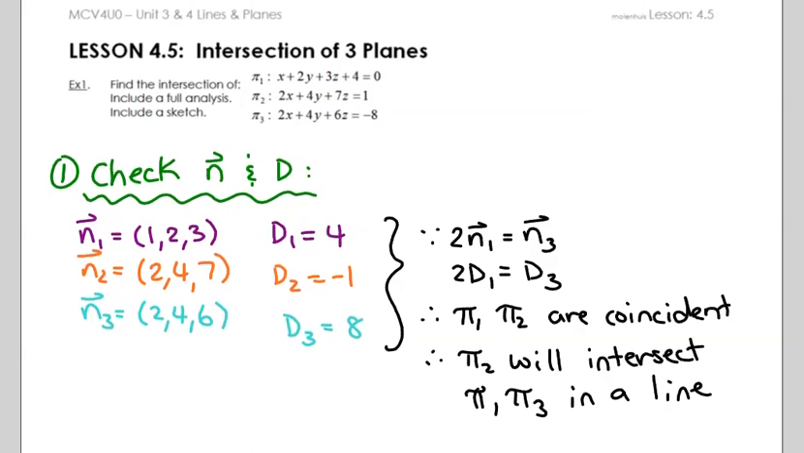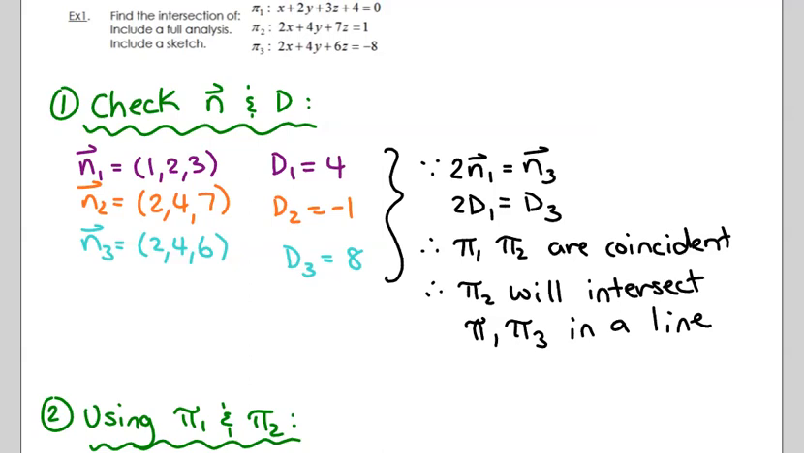Okay, so the very first thing I'm going to do is check the normals. And again, you guys know how to find the normals, right? The 1, 2, and 3, the 2, 4, and 7, and the 2, 4, and 6. So I have that right here. Taking a look at the normals, we want to see if any of them are scalar multiples of each other, and it looks like this one doubled equals this one. So from this, I can say 2 times normal 1 is normal 3. That gives us a couple different cases. So already we can eliminate some of them because normal 2 isn't a scalar multiple that's included.